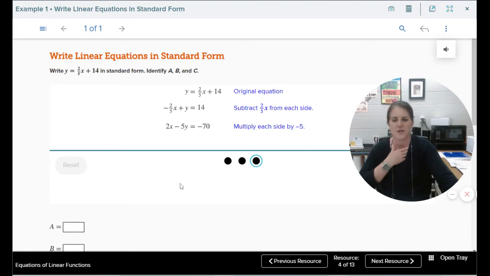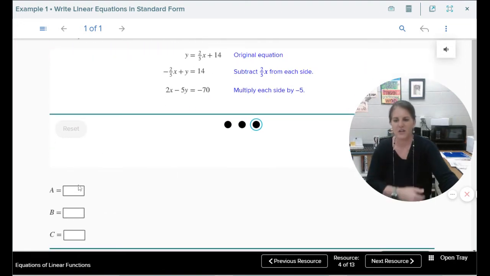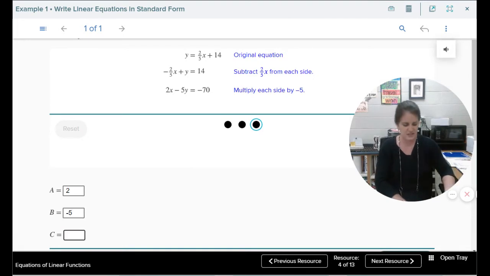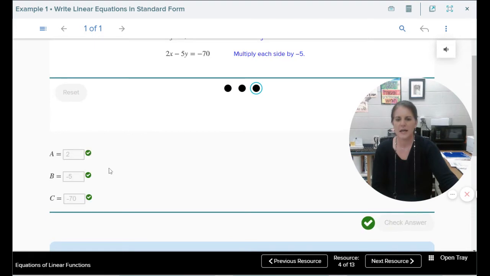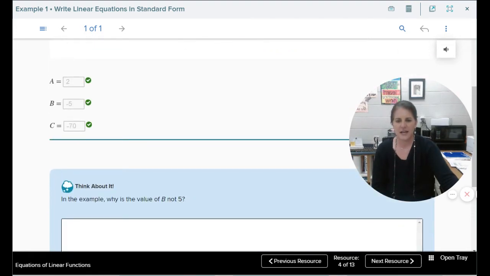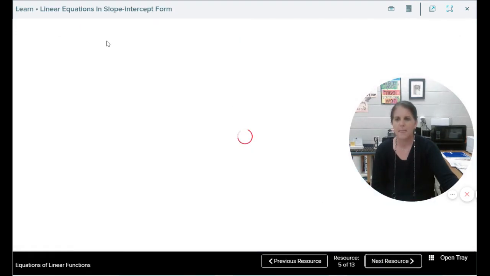So now it's written in standard form. What is my value for A? It is 2. What is my value for B? -5. Include that sign in front of it. What's my value for C? -70. We can check. We are correct. And now let's keep moving.